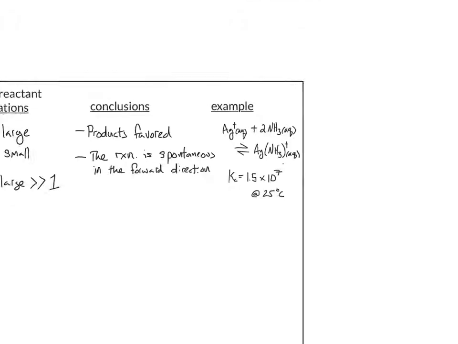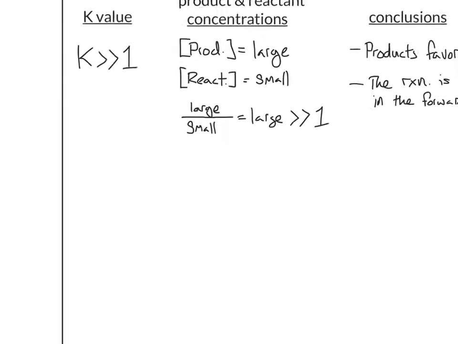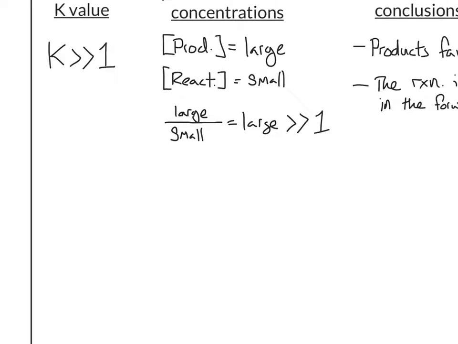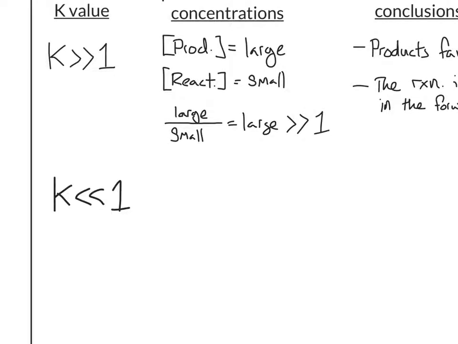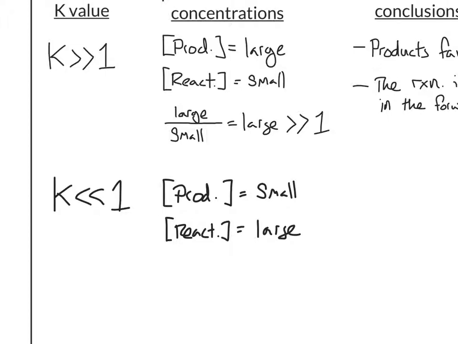Now let's look at an example where the equilibrium constant is much smaller than 1. When the equilibrium constant is much smaller than 1, we know that the product concentration must be very small and the reactant concentration very large. So if we take the ratio of a very small number to a very large number, we get a small number. That is, the reaction equilibrium constant is much smaller than 1.